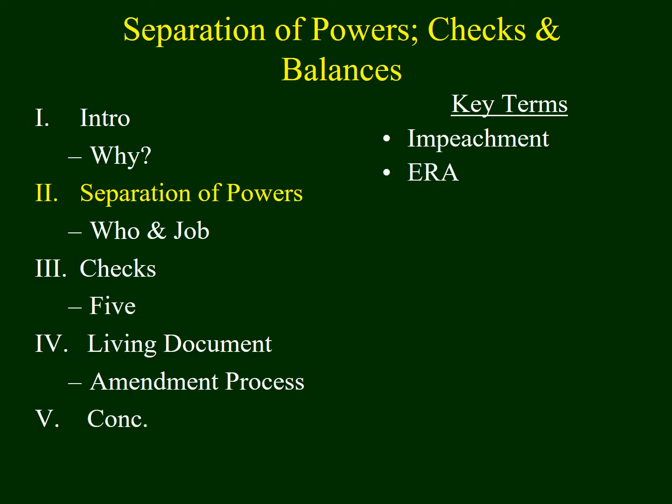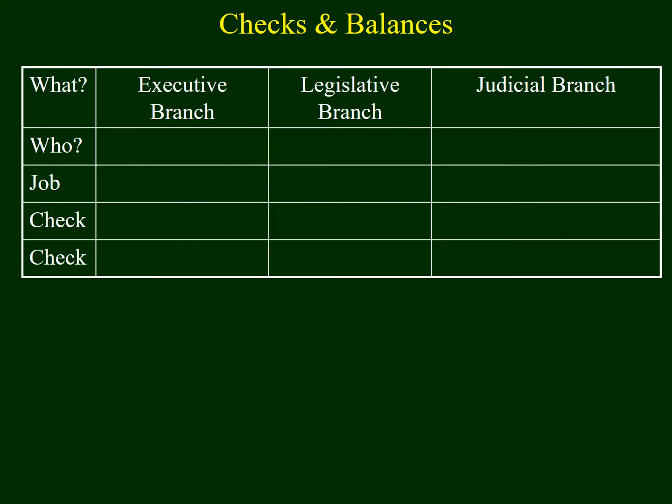Now I'd like to look at the separate branches themselves, who's included, and the job that each performs. The approach I'd like to take would be to fill in the blanks, so to speak, in this chart. First, we'll look at who is included in each of the branches, a quick two-word description of the job of each, and then we'll look at the ways in which each branch checks the actions or behavior of the others.